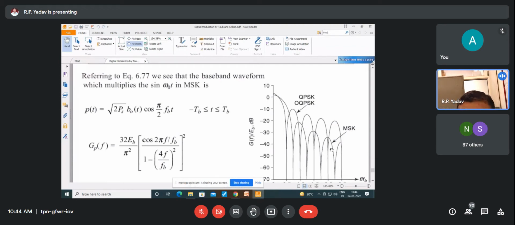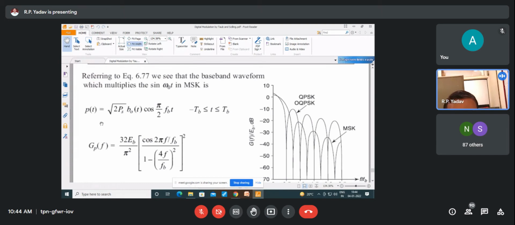If you look at the MSK, the central lobe is bigger, you can see here. This is for QPSK, this is for MSK. So the central lobe width is much bigger in case of MSK, almost 1.5 times. And the side lobes are also reduced here. Look here. So that's in terms of power also, you can see here.